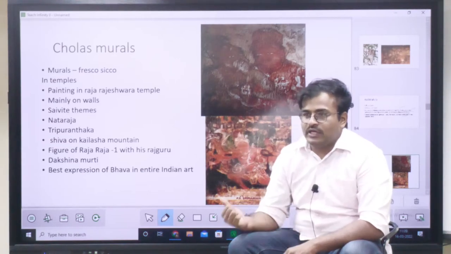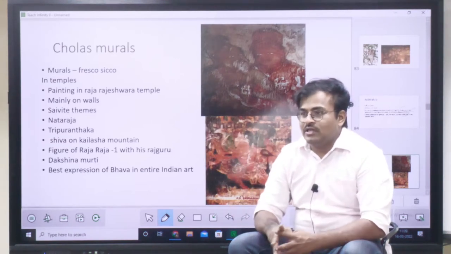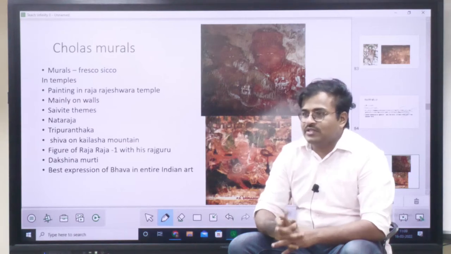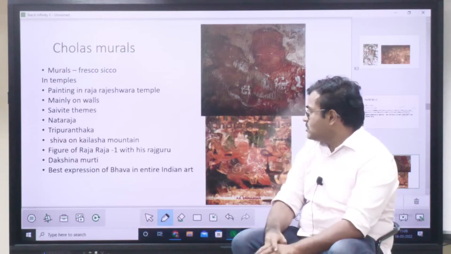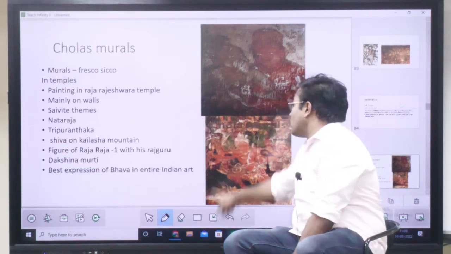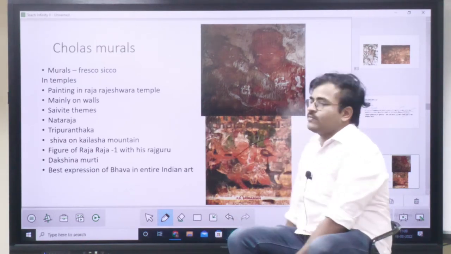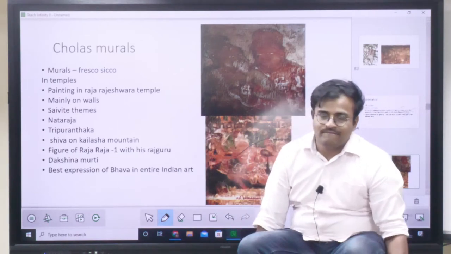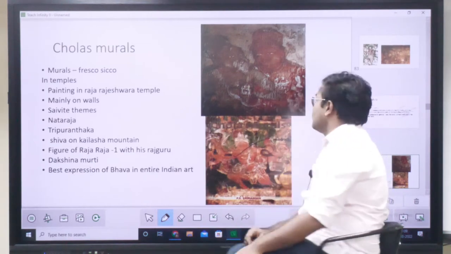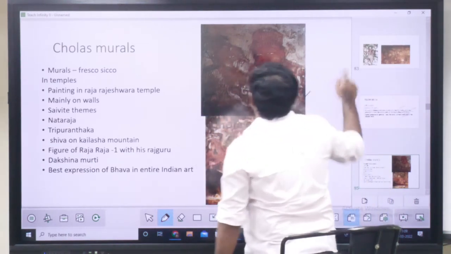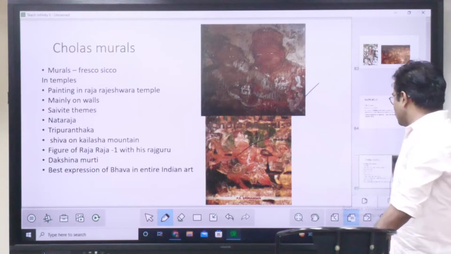Okay, Dakshinamurti is one more image. One more is Somaskanda. Somaskanda also means Shiva. So all of these things you have to remember. And the best expression of Bhava in entire Indian art is present in this Chola mural tradition. Tripurantaka Shiva. Then along with that, this Rajaraja image.